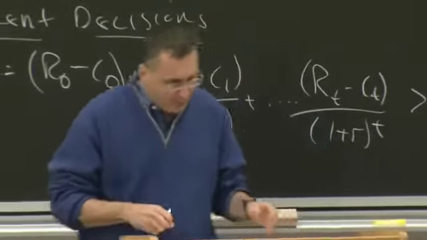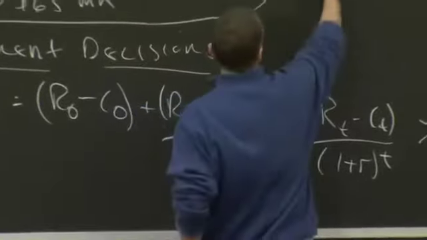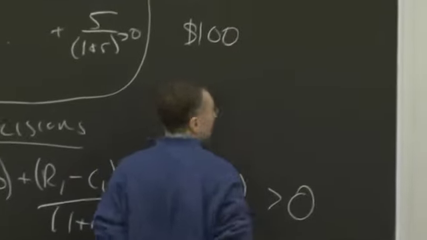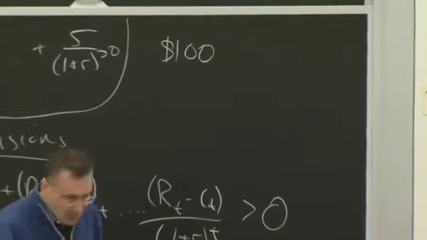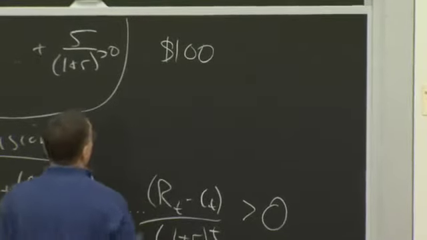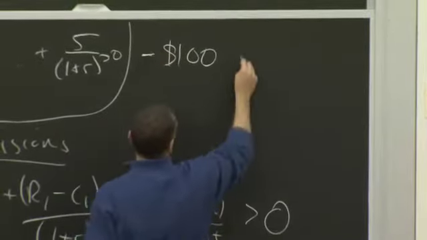So for example, if you have an investment with an upfront cost of $100 in year 1, it's going to cost you $100 in year 1 to buy some machine, and you get no revenues. So in year 1, it's minus $100.